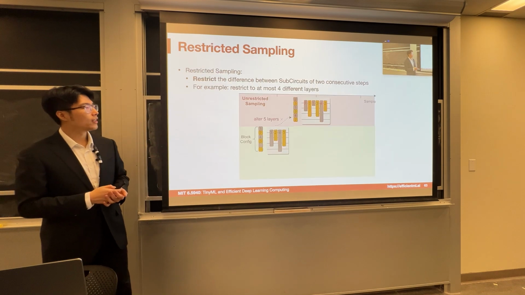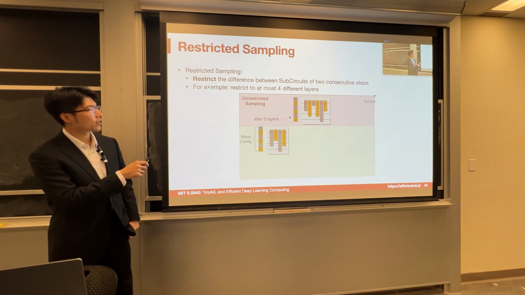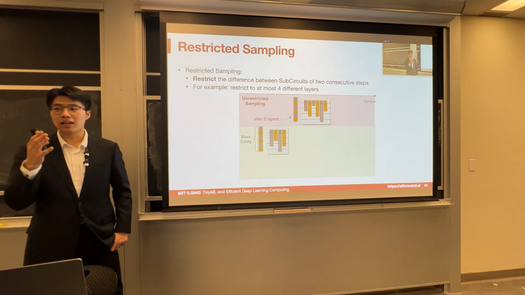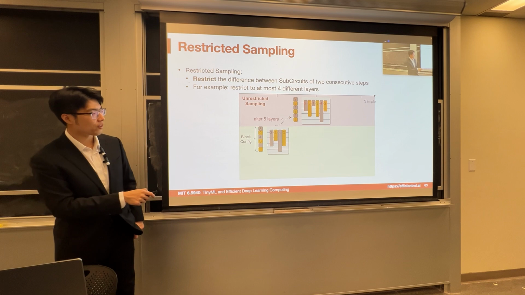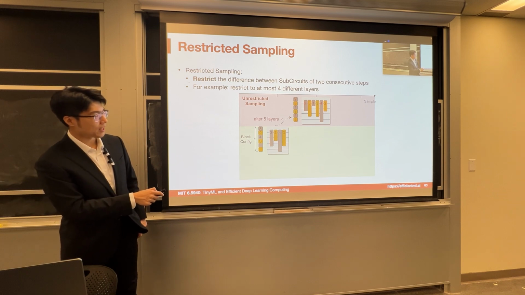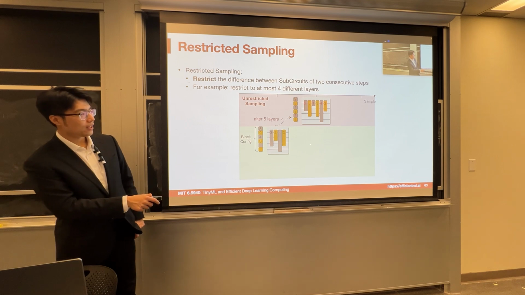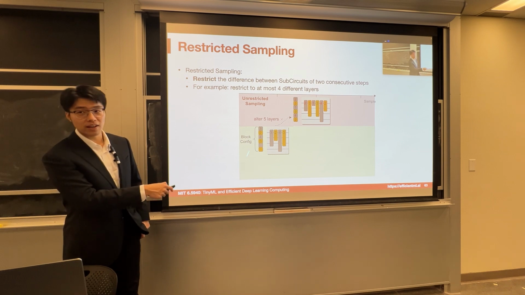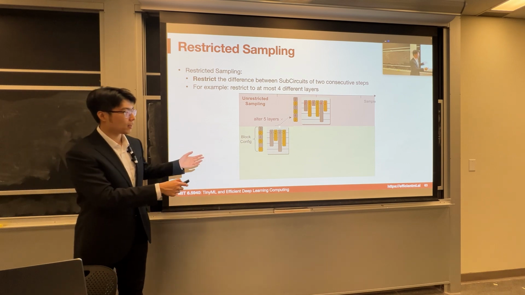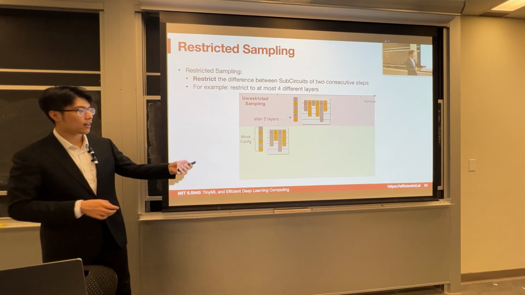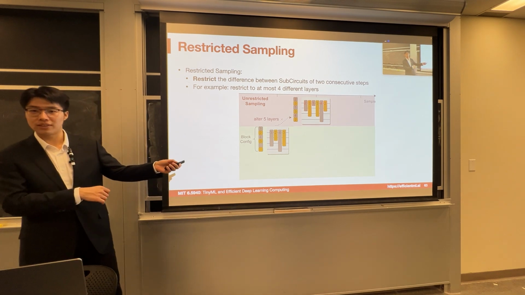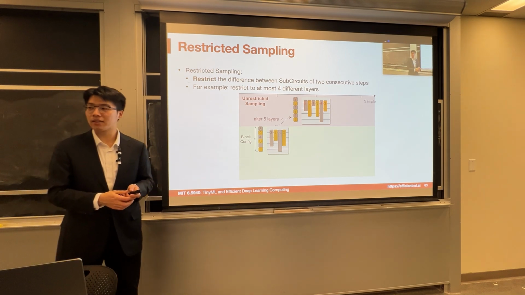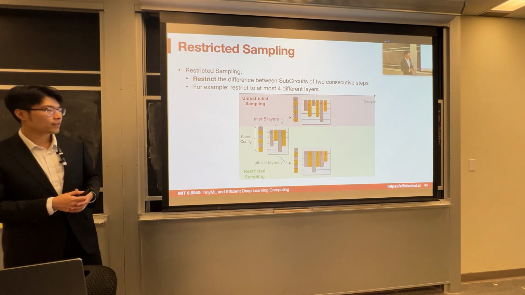Another thing is we restrict the difference between 2 consecutive steps. So maybe in the first step we sample 3 gates in the first layer, 2 gates in the second layer, and 4, 3. In that case, if we do another step of sampling, say sample this one, and there are 5 different layers, we maybe reject that because there are too many layers different from the previous step, and that may make the training very unstable.